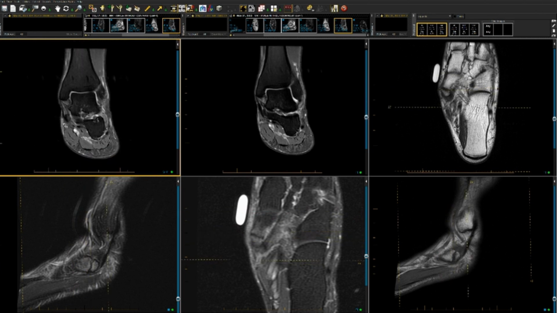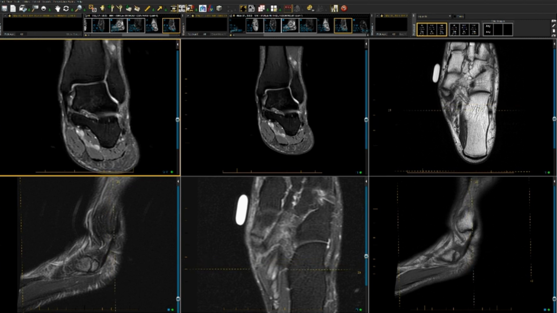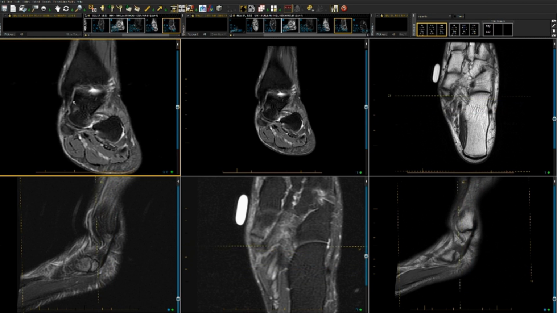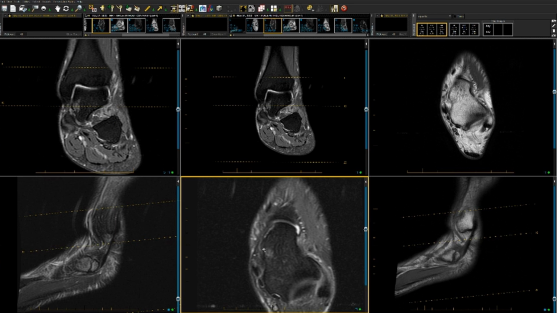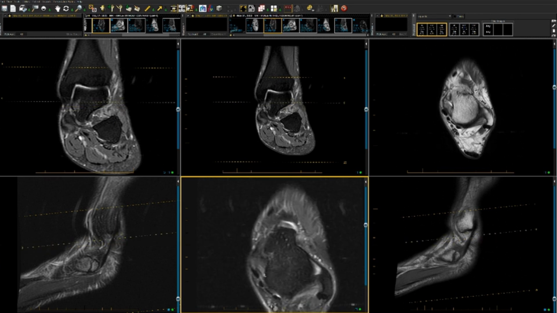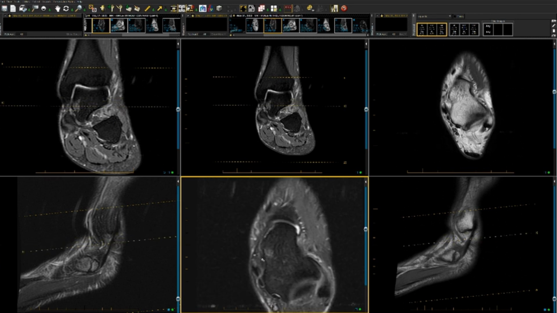Let's take a look now at the deltoid ligament complex, the deep bands as they attach on the medial side of the talus, and appreciate this slight edema. Let's take a look where exactly that edema is along the medial talar neck, and we can appreciate these are the deep posterior and anterior bands of the deltoid.